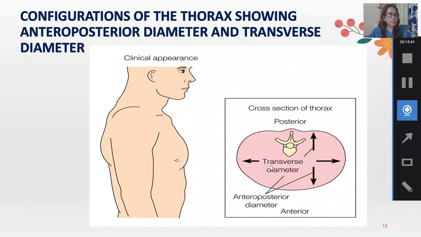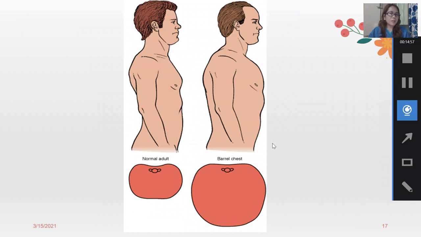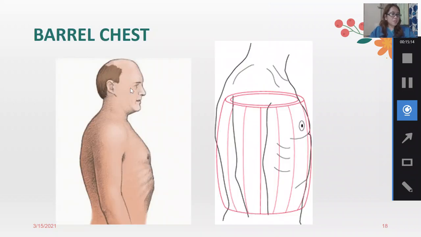Okay, ito yung sinasabi natin kanina, the cross-section of the posterior, that this is the transverse diameter, and the anterior posterior diameter. Okay? So, this is an example of your normal adult chest. Nakita nyo yan. And the barrel chest. From the word barrel, parang merong shape ng barrel dyan. Okay? So, another view of the barrel chest. Yan po yung barrel chest.